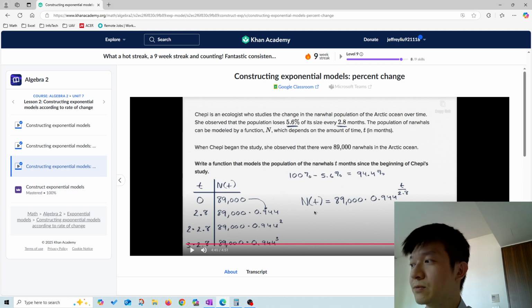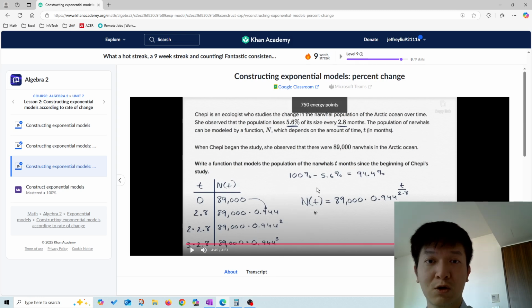And that's it. So that's our lesson 2 of Unit 7, Exponential Models. So that concludes our lessons here. So we can move on to logarithm. All right.